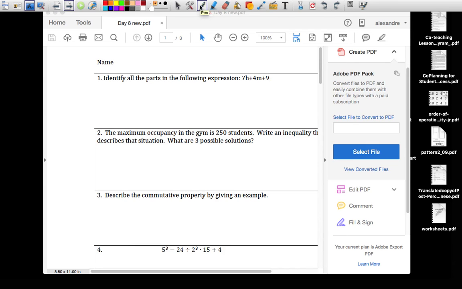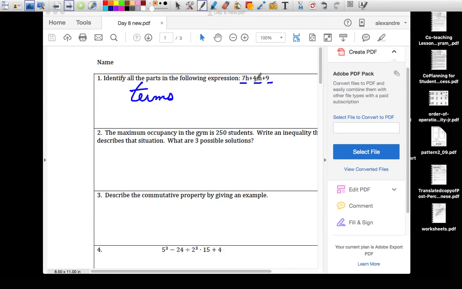You'll notice if you did day 7, day 8 is a little bit similar, except maybe the last few questions. So identify all the parts in the following expression: 7h plus 4m plus 9. In this case, let's do the terms first. This is made up of 3 parts: 7h, 4m, and 9.